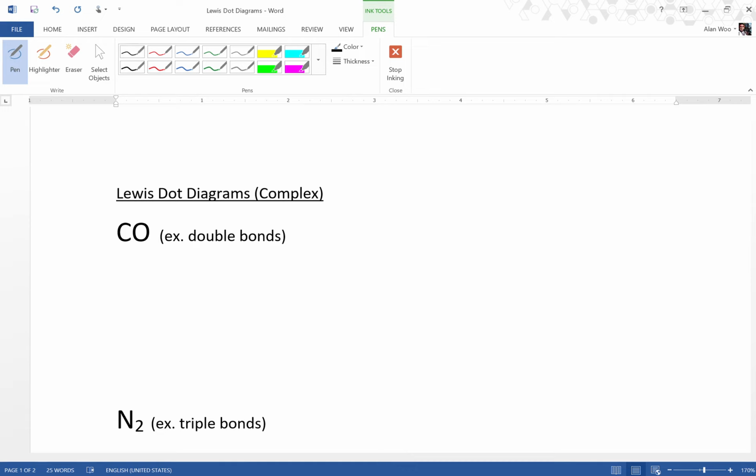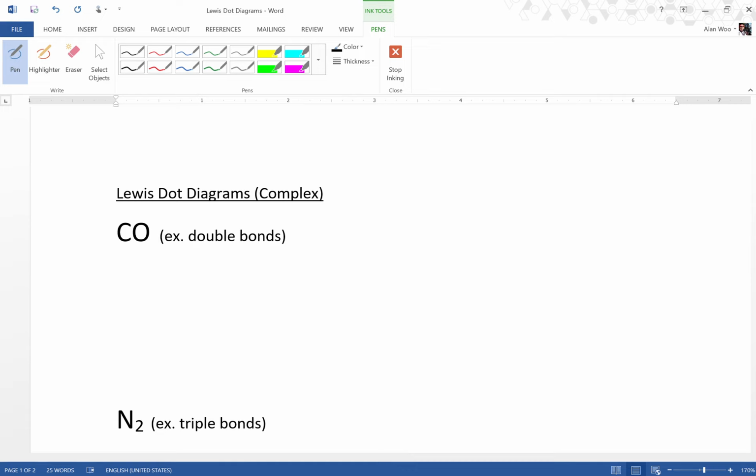From last class, we looked at some of the basics in terms of how to draw out a nonpolar covalent bond, a polar covalent bond, and an ionic bond. Today we'll look at a few more features and some other techniques for drawing Lewis dot diagrams. So first of all, I'm going to start with carbon monoxide. This one's a pretty good one to show double bonds between atoms.